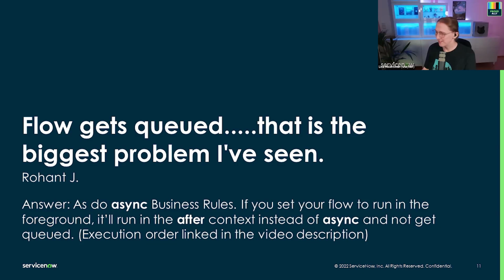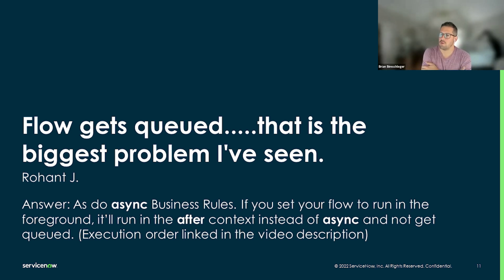Then Rohan says, flows get queued. That's the biggest problem I've seen. So that would be in the order of executing engines. Do you have a word for that, Brian? Yes, there are ways to run your flows faster, or assign higher priority. Like a lot of things in Flow Designer, there are a lot of buttons and switches and ways that you can modify. But if you're running a super high volume of flows, eventually queuing is going to be a thing that you have to be concerned about.